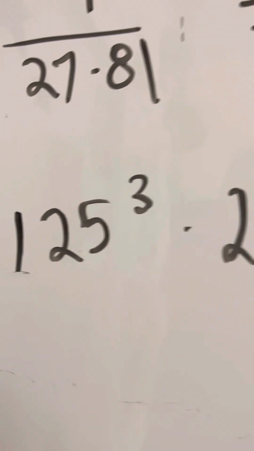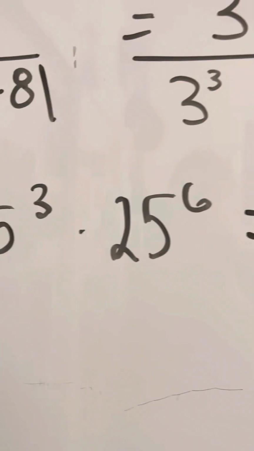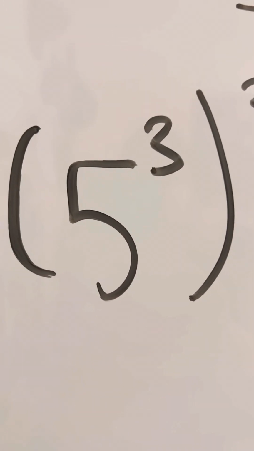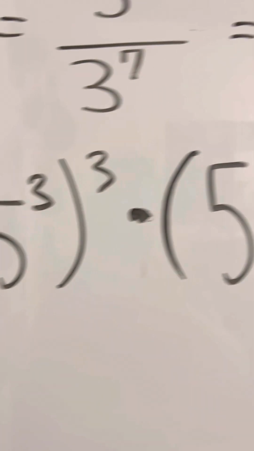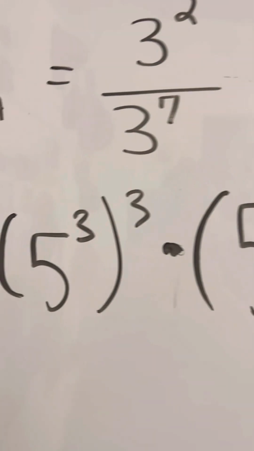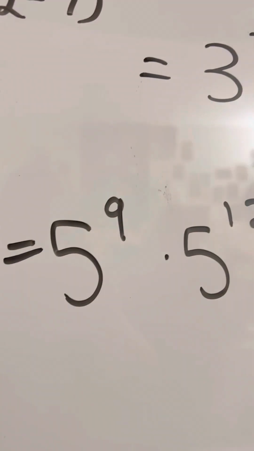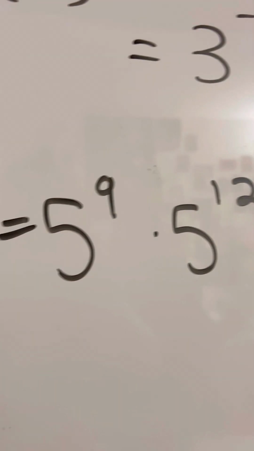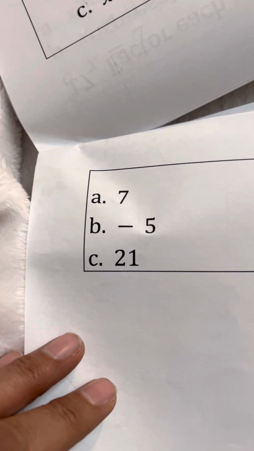And then similarly here, 125 to the 3rd power times 25 to the 6th, replacing the 125 by 5 to the 3rd, that being in parentheses, and then replacing the 25 by 5 squared gives that. So multiplying 3 times 3 gives 5 to the 9th power, and then multiplying 6 times 2 gives 5 to the 12th power. Now combining those gives 5 to the 21 power. And apparently that's what you were looking for here, at least if we look at the answer, that's what 21 corresponds to.